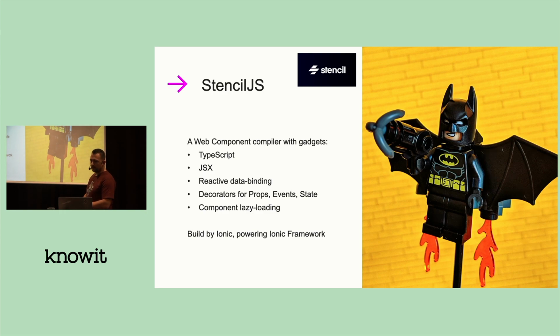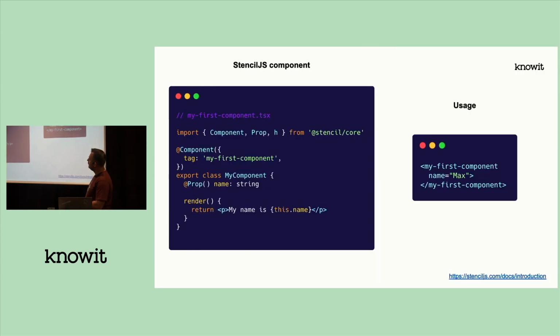Let's have a look at an example. So this is an example of how a Stencil component could look. This is just called my-first-component, and then you have this. If you have worked with React, you can see there are some things I recognize, like of course the JSX, and there are also some things from Angular. So it's a bit of a mix from different technologies. So it's pretty cool. And then this is how you use it in the HTML, of course.